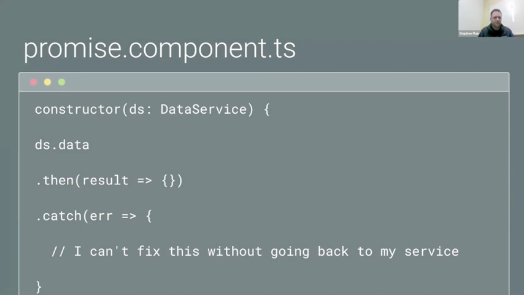We can have a result, and we can handle that however we want. And we can catch errors, but the only way to fix that error is to go all the way back to your service and reinitiate and recreate the promise and then start listening to it again. And this is actually kind of awkward when you want to do things like retry. So if my HTTP request fails, I want to do something different. With promises, that's a very complex process.